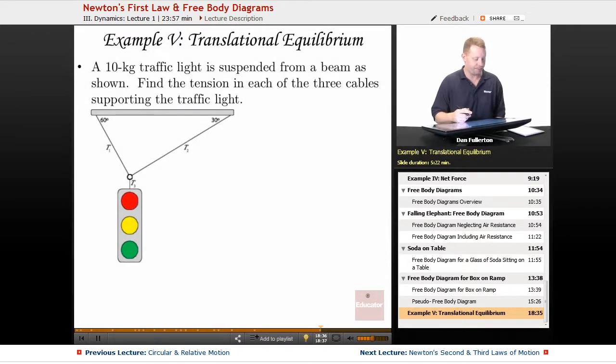Put all this together. We have a 10 kilogram traffic light suspended from a beam as shown. Find the tension in each of the three cables, T1, T2, and T3, supporting the traffic light.